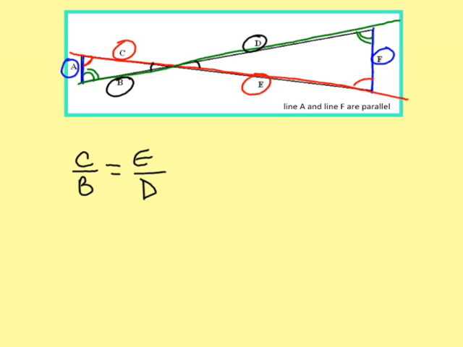Let's say we know that C is, well, I'm not going to put numbers in, but there are several different ways you can do this. If you wanted to use A and B, you could say A is to B as, well, which side corresponds with A? Side F. And which one corresponds to B? That's side D. So F is to D. And there are several other proportions you could also set up depending on what you were looking for.